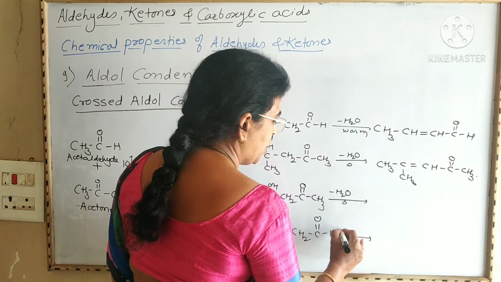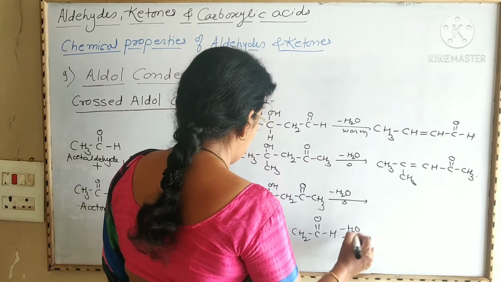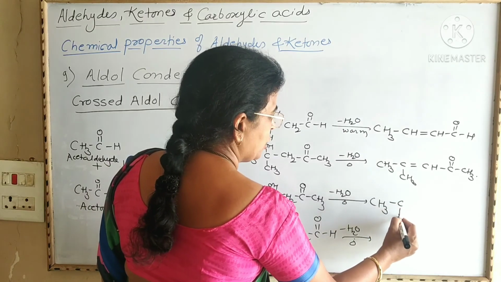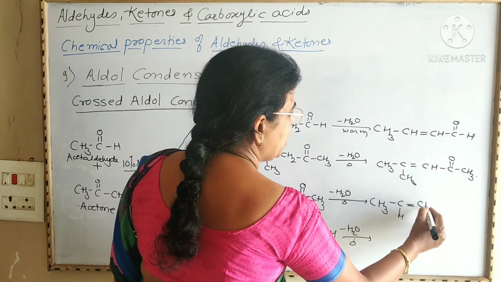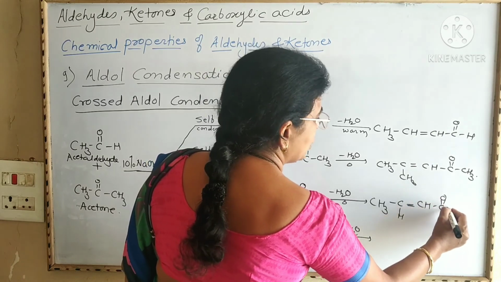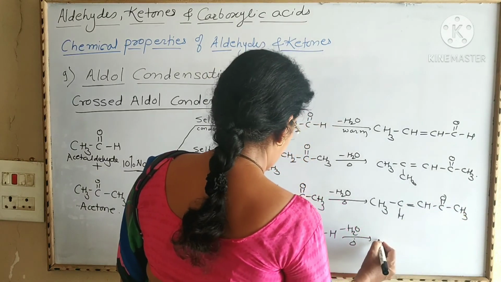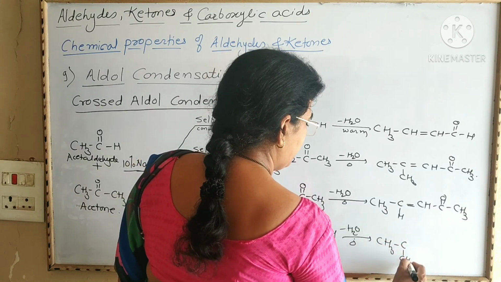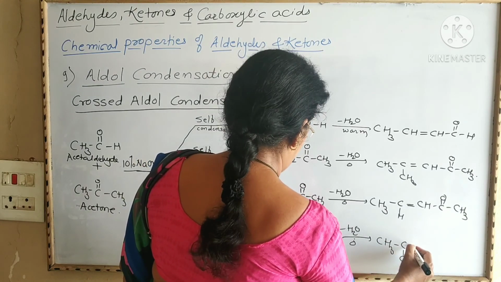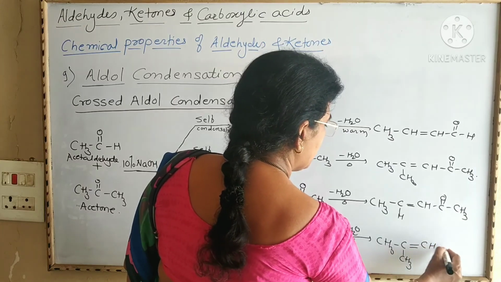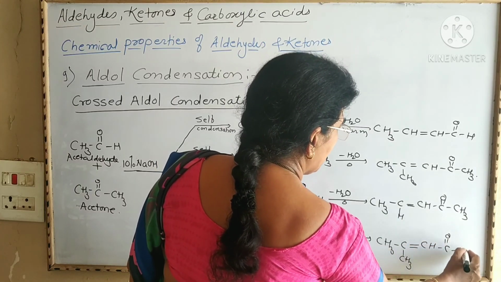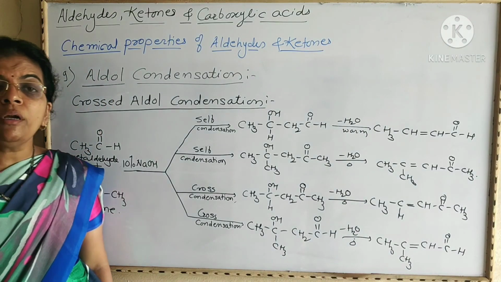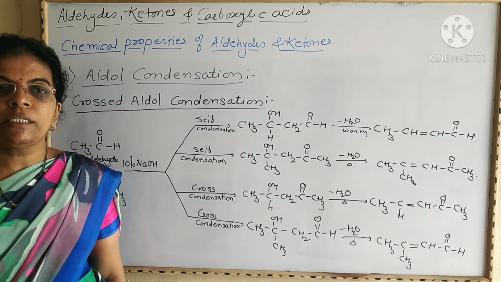These again undergo alpha-beta elimination by dehydration. Warm this, and also warm this, then you will get CH3CH=CHC(=O)CH3, and here you will get CH3C(CH3)=CHCHO. In this way, four different products are obtained during the crossed aldol condensation reaction.